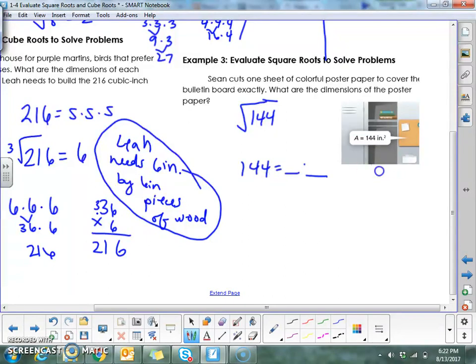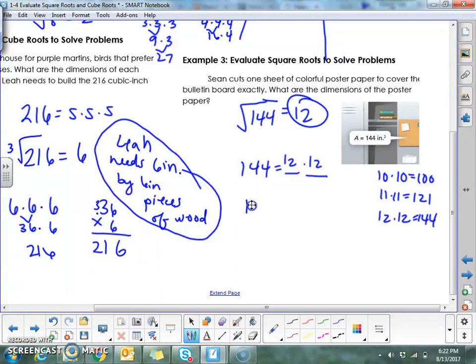Well, I know 10 times 10 is 100. 11 times 11 is 121. 12 times 12 is going to be 144. So that's going to give us the square root of 144, which is 12. So what dimensions of poster paper? The poster paper is 12 inches by 12 inches.